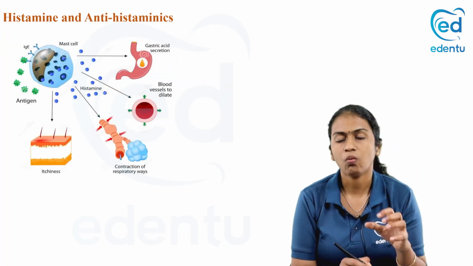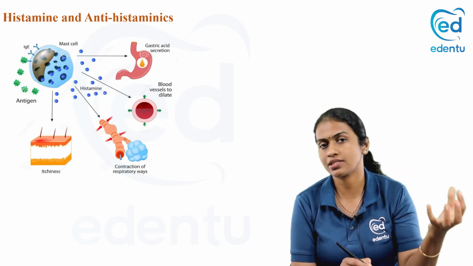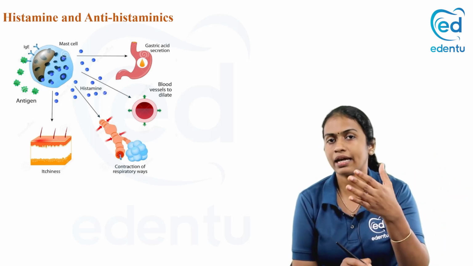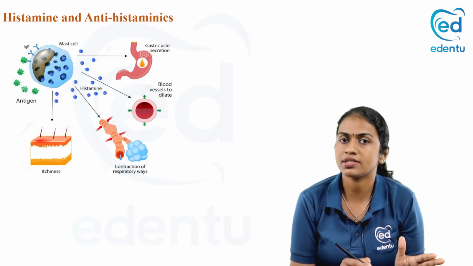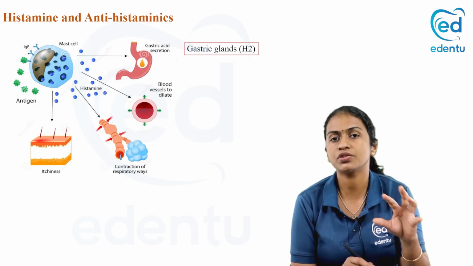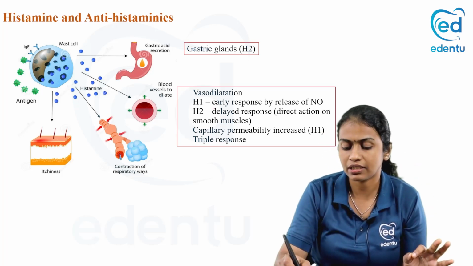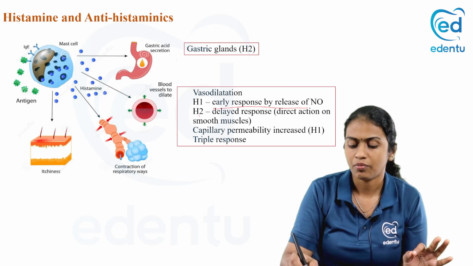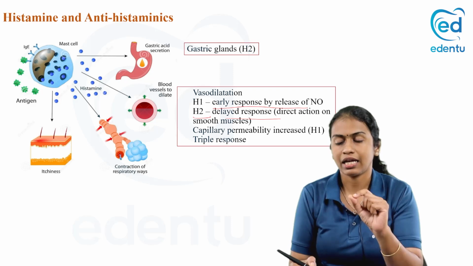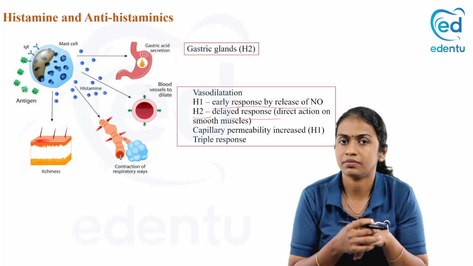What are the actions of histamine? So we say it is present on mast cells. When there is an antigen and an allergic reaction, the mast cell releases histamine. They go and act on different systems. On gastric acid, what does it do? It enhances gastric acid secretion by acting on H2 receptors. What does it do to the blood vessels? It causes vasodilatation. By acting on H1 receptors, it gives an early response by release of nitric oxide. By acting on H2, it produces a delayed response by acting directly on the smooth muscles. And capillary permeability is also increased. That results in erythema and edema.